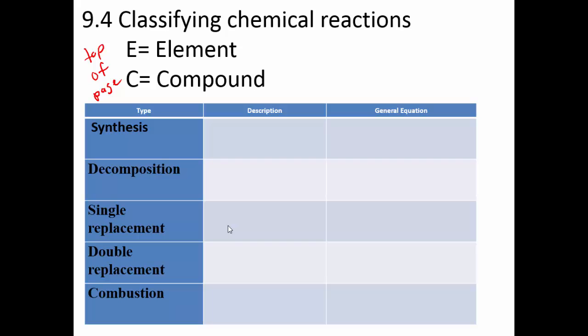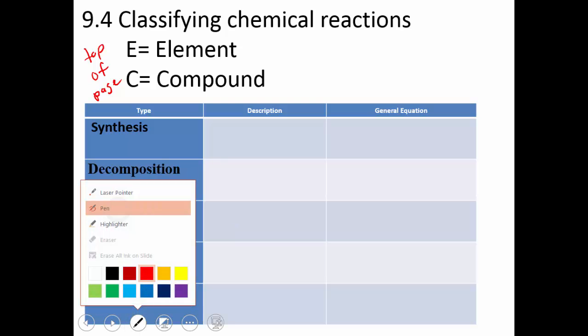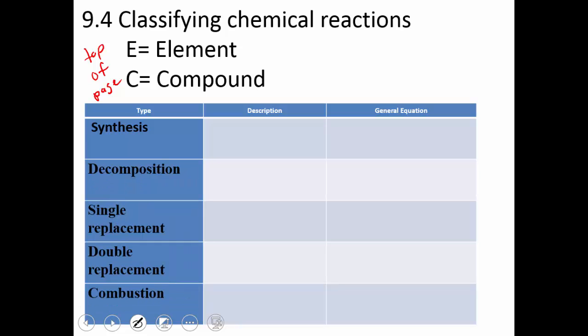Today we're going to look into section 9.4, types of chemical reactions. As we look into those types of chemical reactions, there are going to be 5 that we're going to need to know about: synthesis, decomposition, single replacement, double replacement, and combustion.